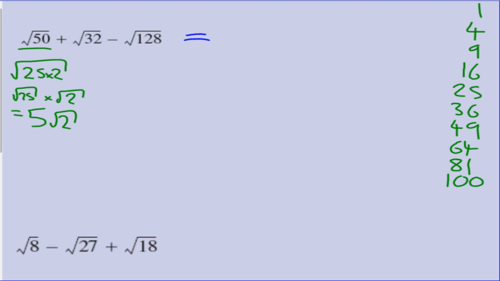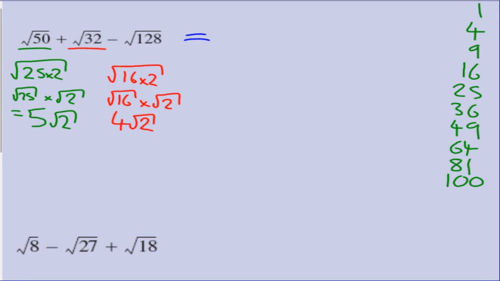Okay, the 32. Now we need to simplify that surd. The square root of 32, we can break it up into being 16 times 2. 16 is the biggest perfect square factor it has. We're going to split those up: square root of 16 times square root of 2. Square root of 16 is no longer a surd. It is now 4 root 2.